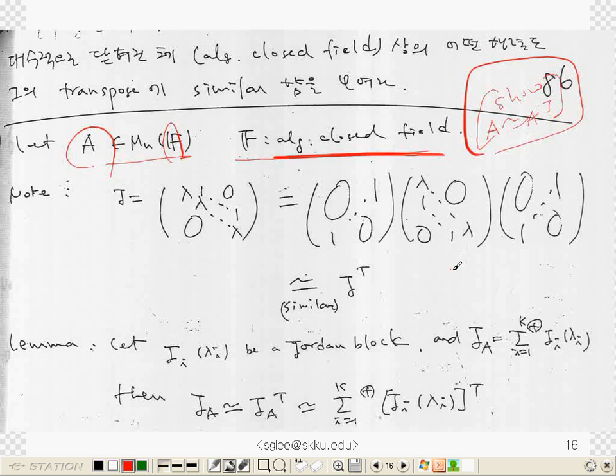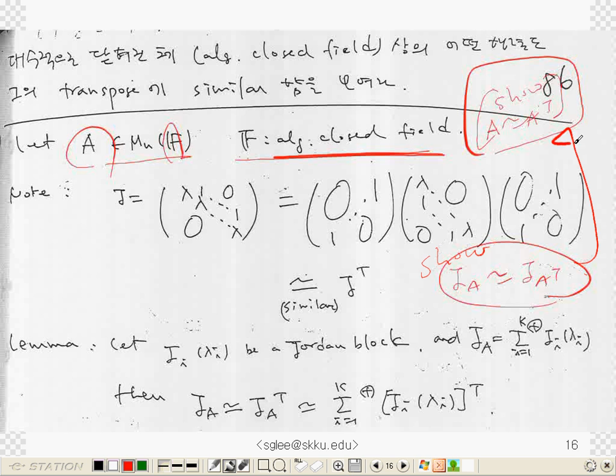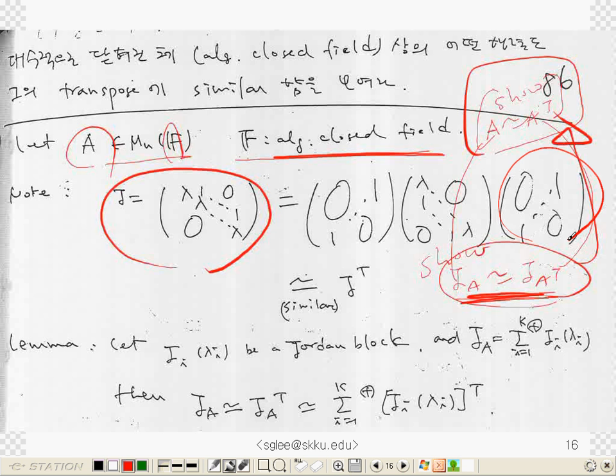What we need to show is, if we show J_A is similar to J_A transpose, this is done. Isn't it? Because A is similar to J, the Jordan canonical form of A, and A transpose is similar to the Jordan canonical form of itself. So this is what we want to show. See here, for each Jordan block J, if we multiply this permutation matrix on both sides, then we can easily see this one moves to the subdiagonal from the superdiagonal. So each Jordan block is similar.